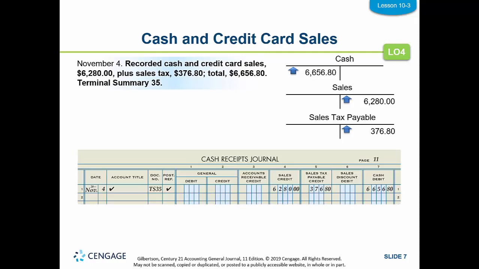When we record this in the journal, I am using special columns. So I'm still putting a check mark in my account title, and I'm still putting a check mark in my post reference. My doc number is going to be TS, standing for Terminal Summary, number 35. So again, here's the value of my sales. Here's the value of my sales tax. Both of them added together, it's going to give me my cash.